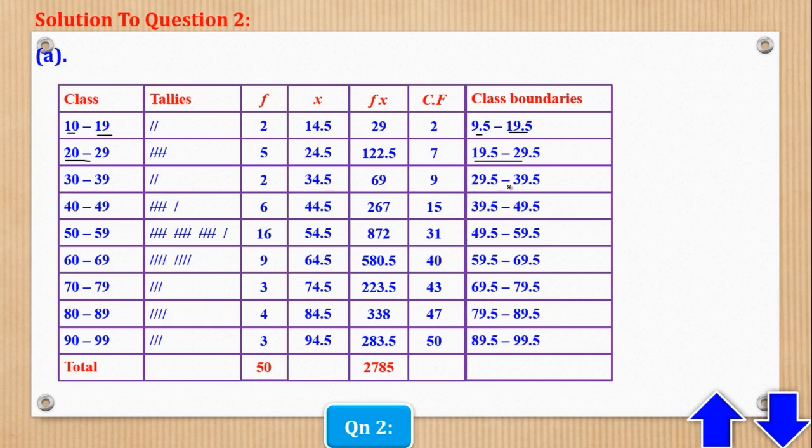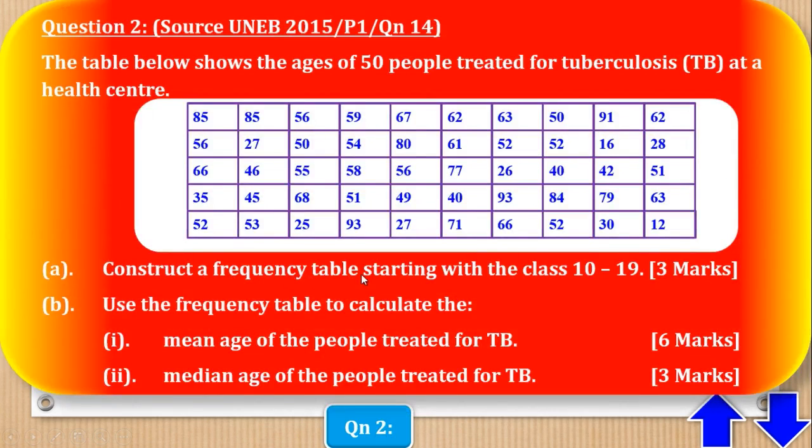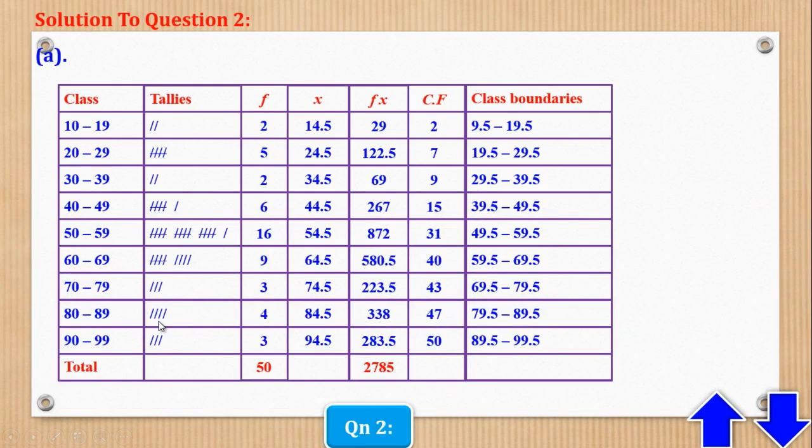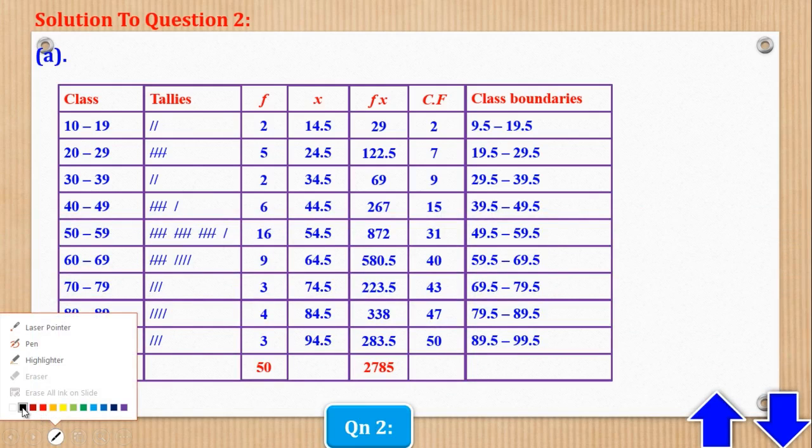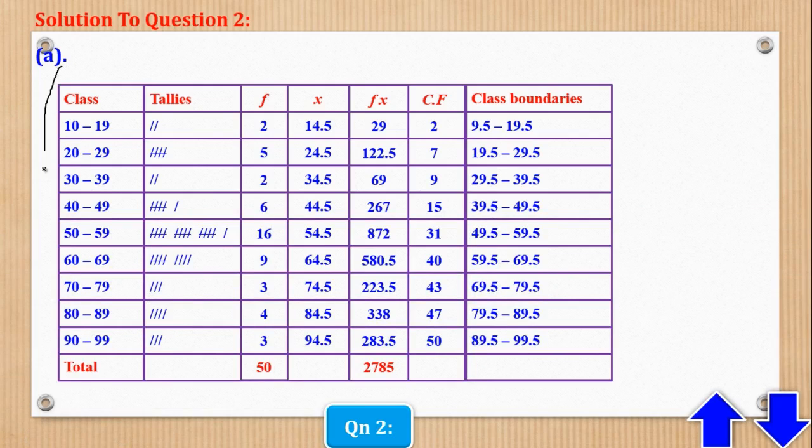So that's how they generate the table, and that's the table we shall be using to answer the questions. Now the first question was to construct a frequency table starting with the class of this to this. When you talk about a frequency table, it's a table with classes and frequencies. So from here up to here, all these three columns consist of what we call the frequency table. Now these others are added on because of the extra questions asked.